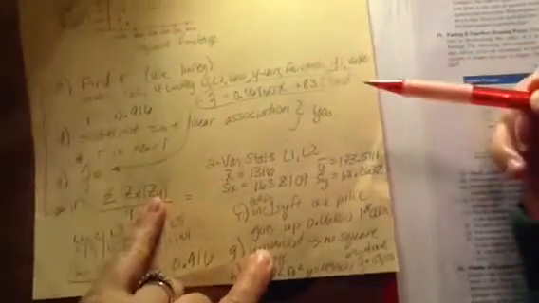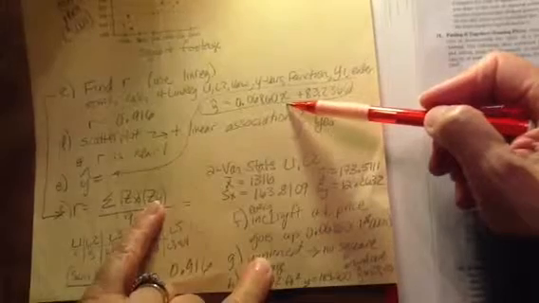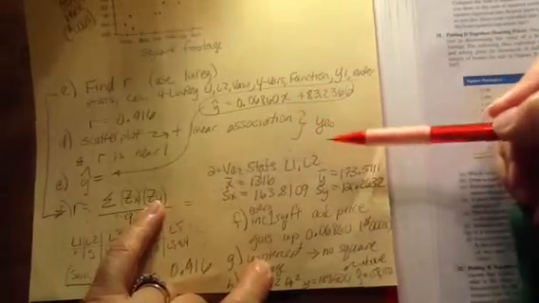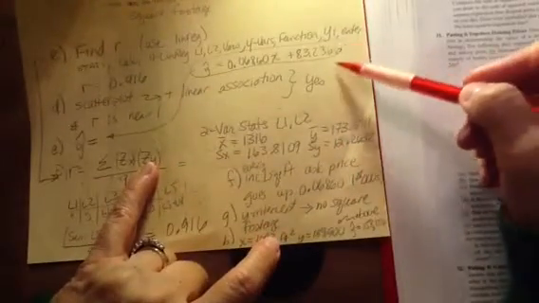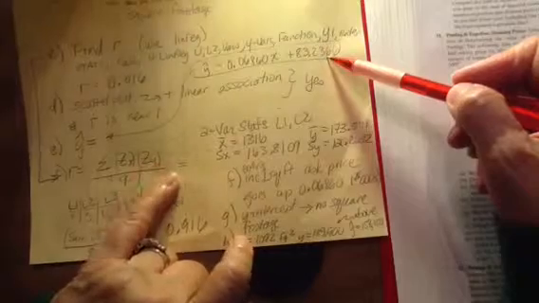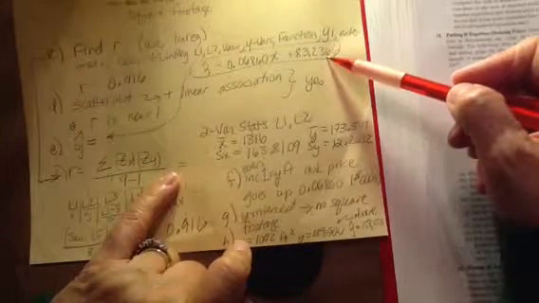Part G says, is it reasonable to interpret the y-intercept? Well, let's think about it. If I have 0 square footage, do I have a house for sale? No. So it does not make sense to interpret the y-intercept in this particular problem. You would never sell a house that has no square footage.